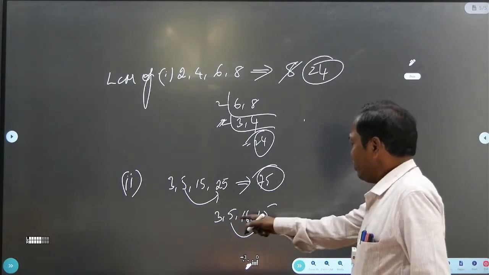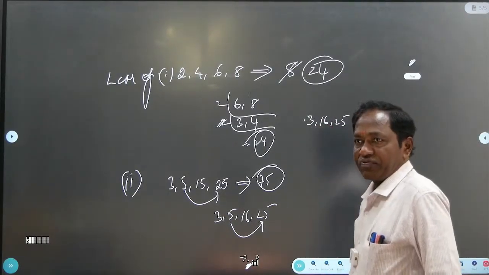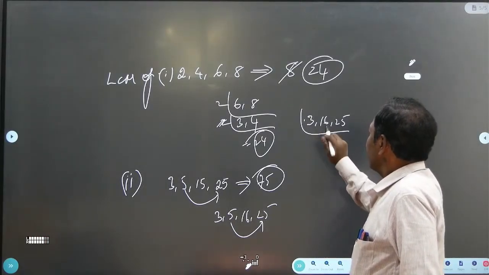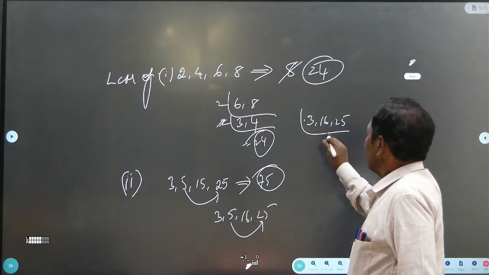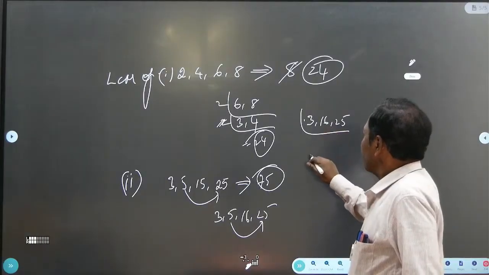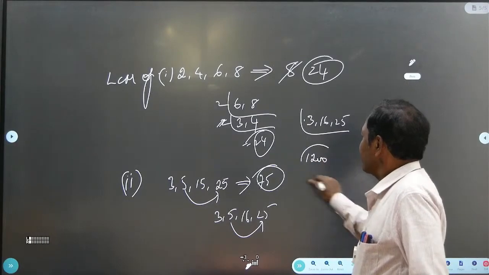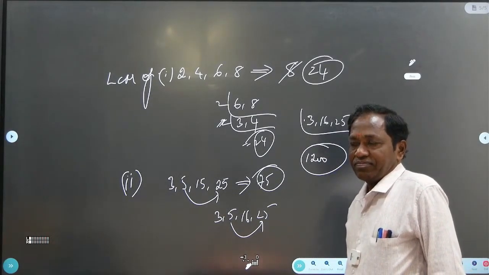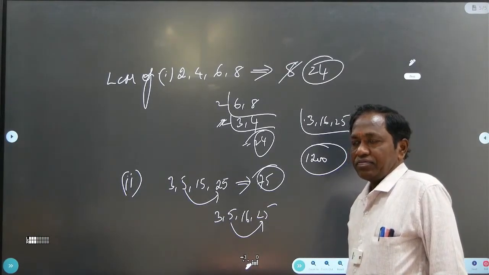So now 5 we need not take. 3, 16, 25. We can see this is an even number. What happens now? No such numbers will multiply, straight away we have to multiply. 400 into 3, 1200 it goes. It goes to 1200. So 1200.